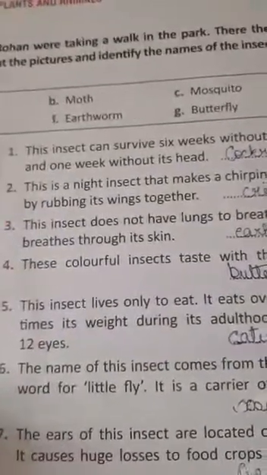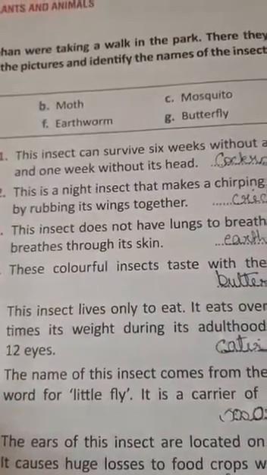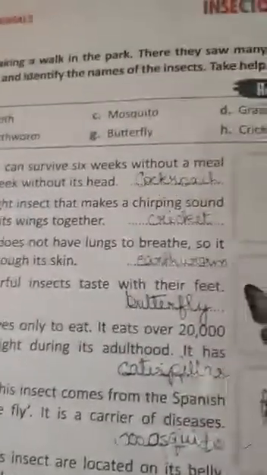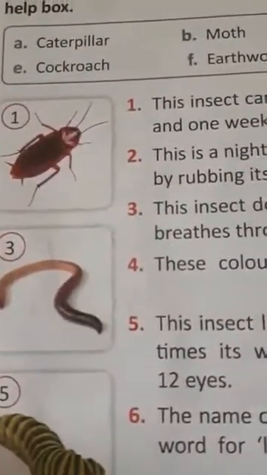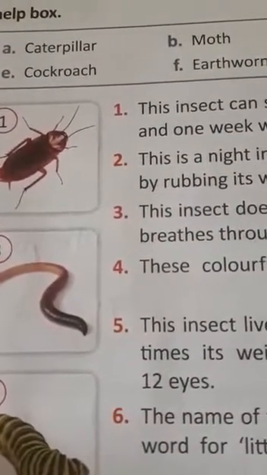Number 3. This insect does not have lungs to breathe, so it breathes through its skin. See the number 3 picture. It is an earthworm. It doesn't have lungs to breathe. It breathes through its skin.